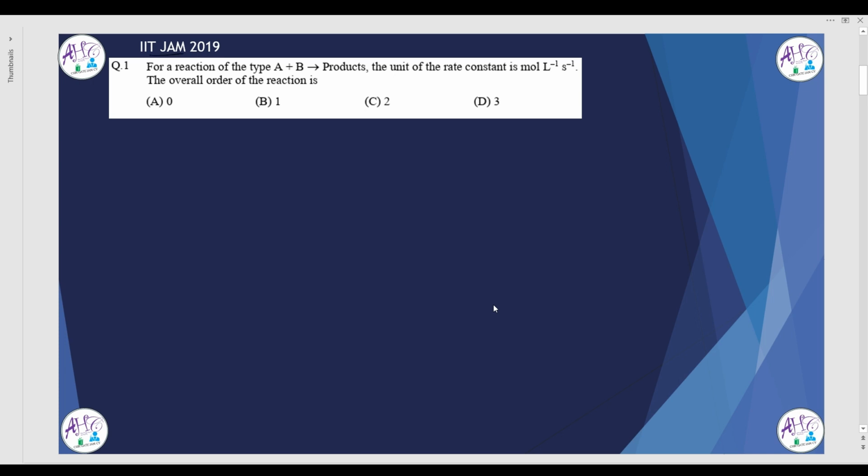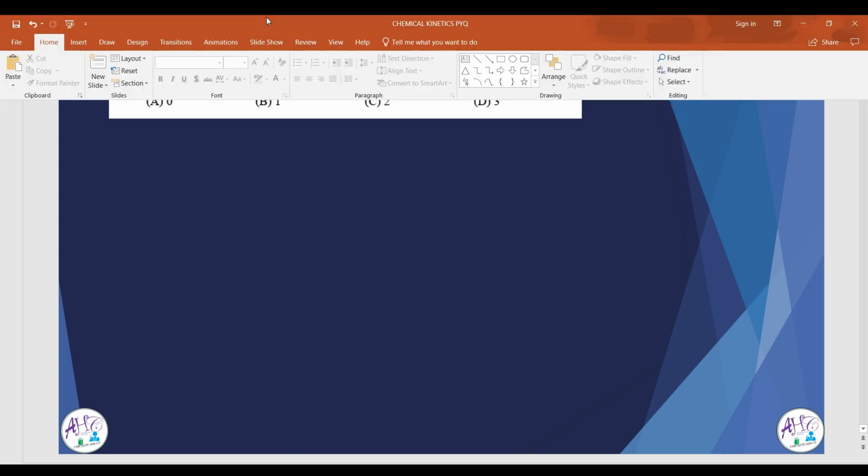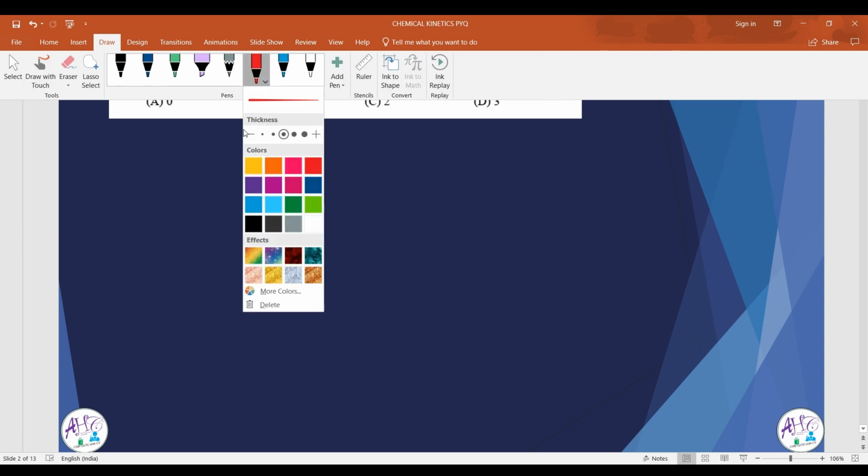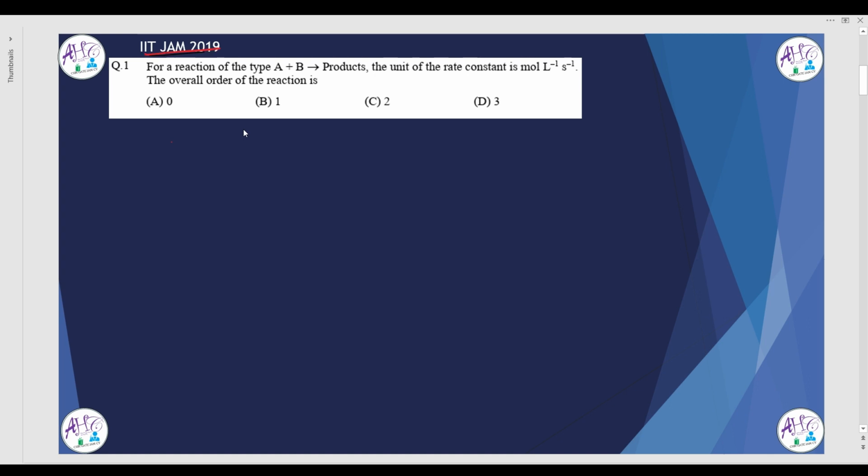The first question. This is from IIT JAM 2019. So this is from IIT JAM 2019.